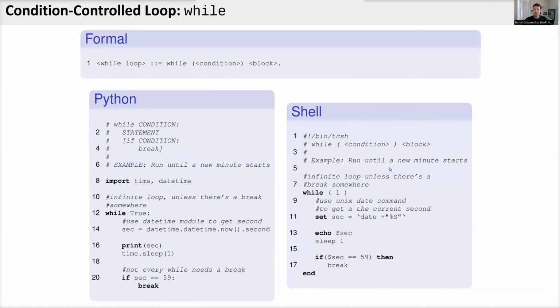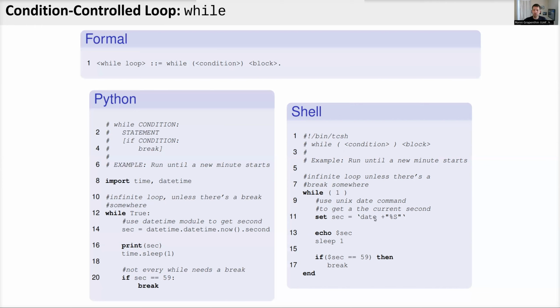Right. And now the shell example, this is the same setup. We have the while keyword. We test for a condition. We execute a block. Again, we set up an infinite loop, while 1. So 1 is the true value in this case.